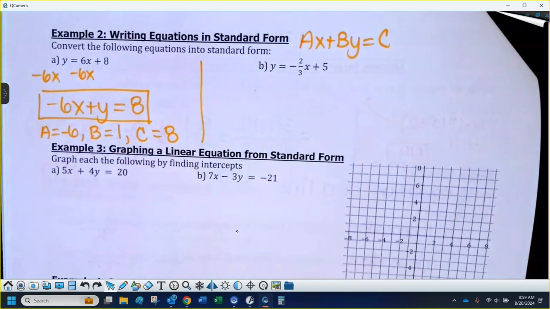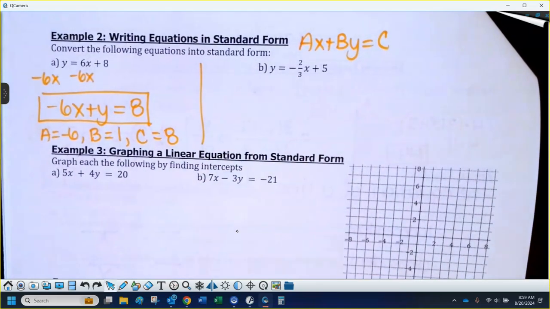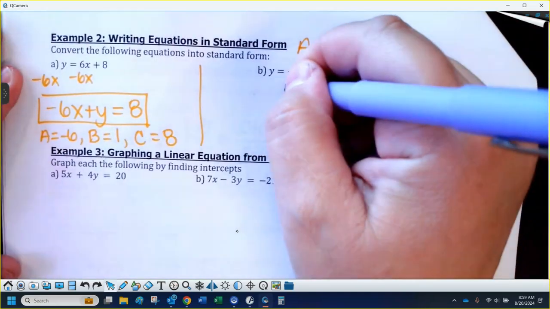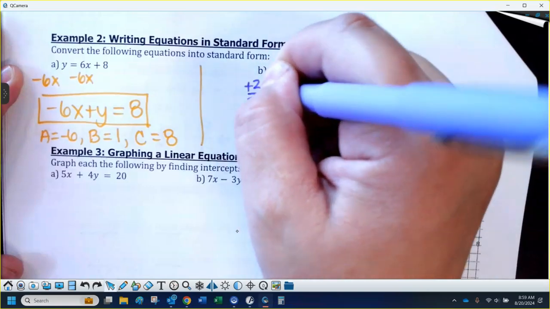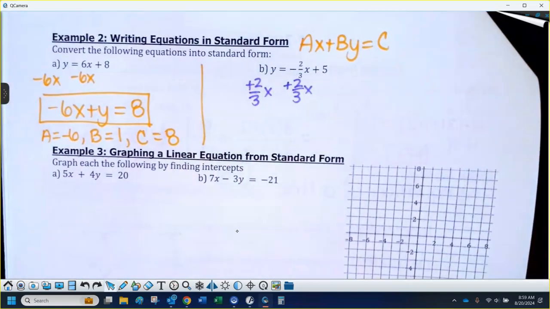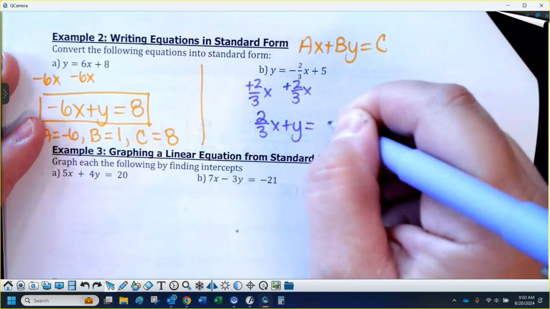Okay, now the next one, I think perhaps a tiny bit trickier. How would you manipulate y equals -2/3 x plus 5 to be in standard form? Perfect, perfect. Okay, add 2/3 x to both sides. Okay, 2/3 x plus y equals 5.